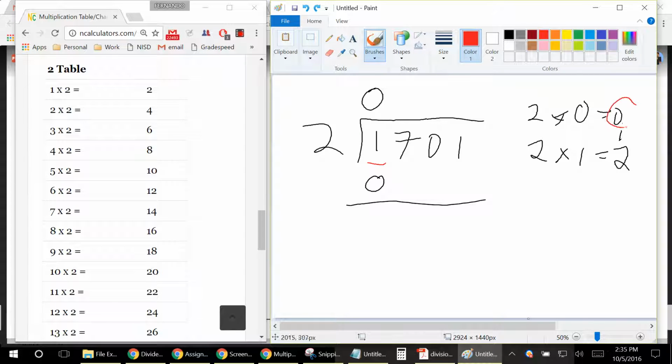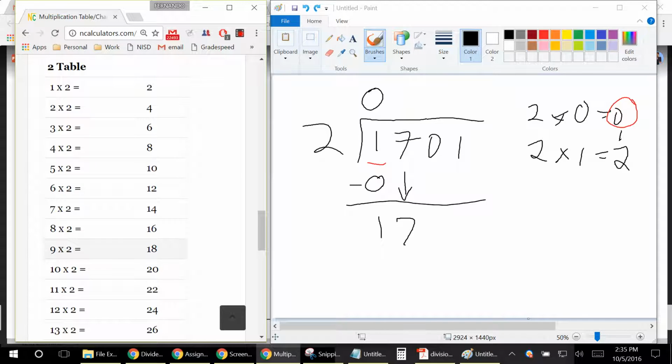So we have to pick this 0 over here. Okay. So we have 1 minus 0. 0 times 2 is 0. 1 minus 0 is 1. Bring down the 7. If you look at 17 over here, the closest number will be 8 without going over. You cannot do 9 because you go over. You cannot do 14 because it's too small. It has to be just right. So 8 times 2 is 16.